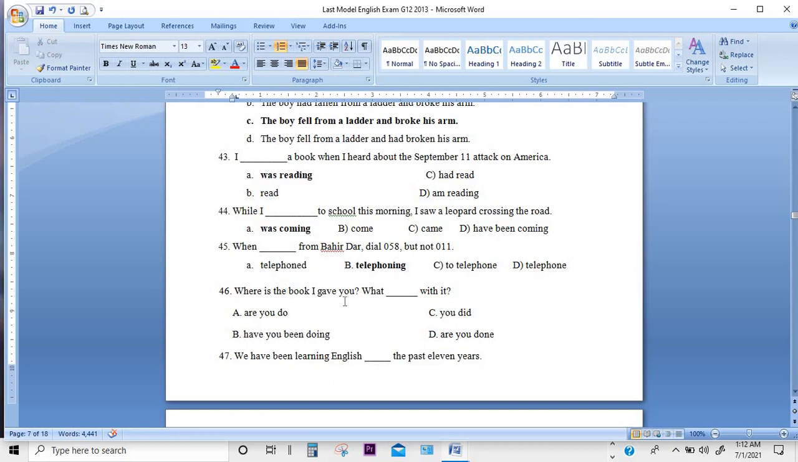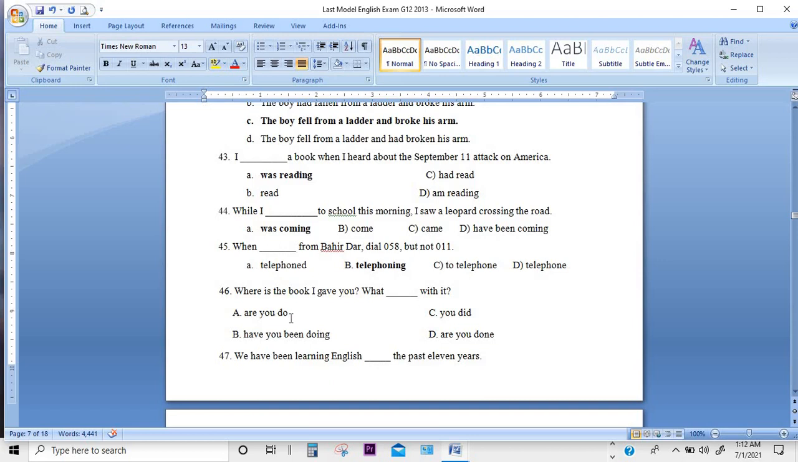Where is the book I gave you? What does with it? You see now that's a tense verb. The book I gave is... where is is a present action, I mean a present question: what does with it? So the action must be progressive. The second action should be a kind of progressive, incomplete action.